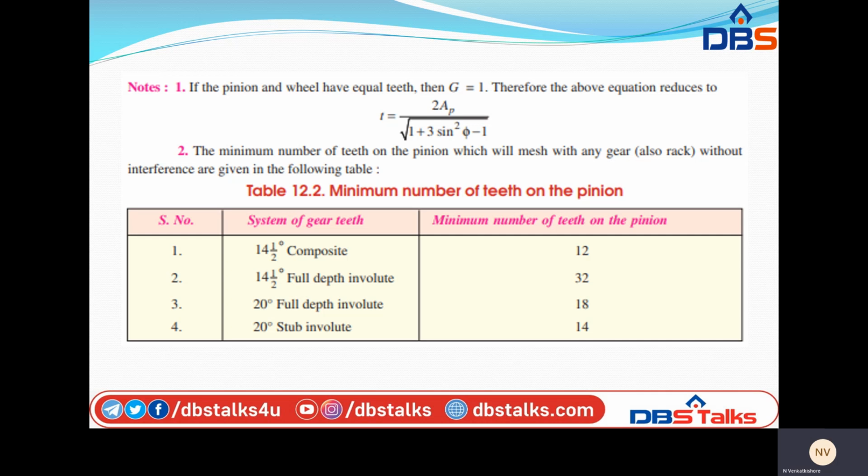Suppose the system of gear teeth is 14 and a half degrees composite, how many teeth will there be? 12. If it is 14 and a half degrees full depth involute, that is 32, and 20 degrees full depth involute, 18, and 20 degrees stub involute, that is 14. So like that, these are the direct minimum numbers of teeth on the pinion in these 4 cases only. Then coming to the next one.